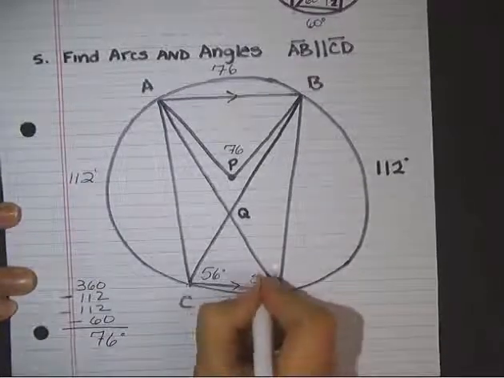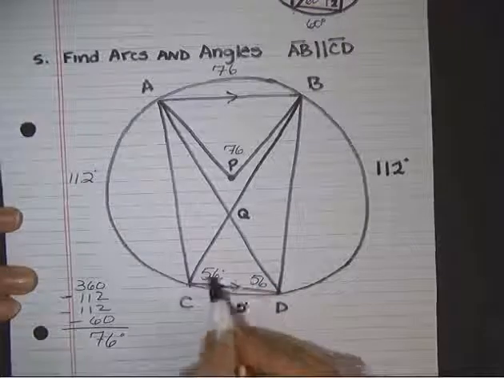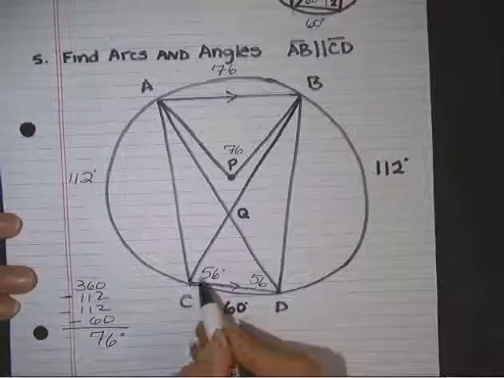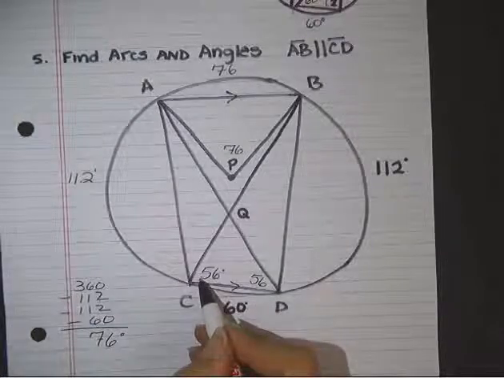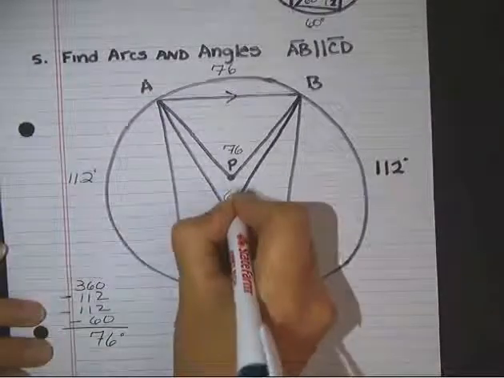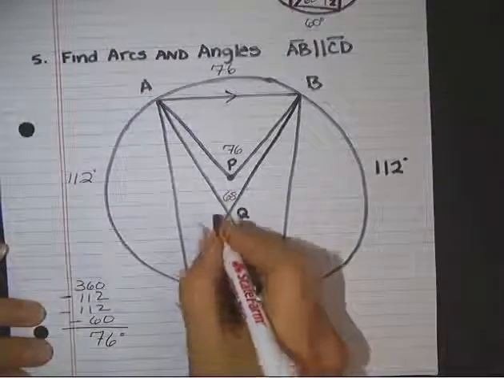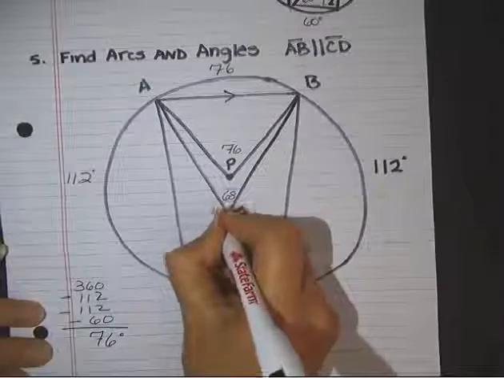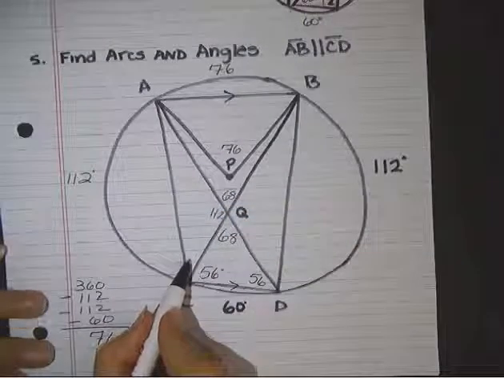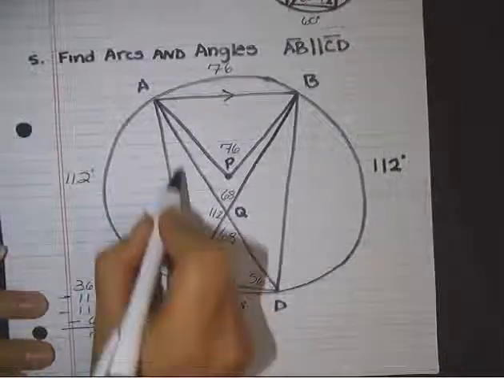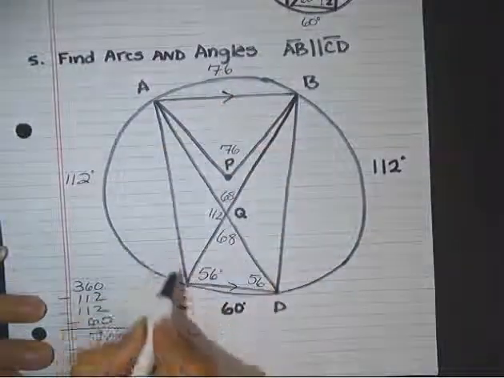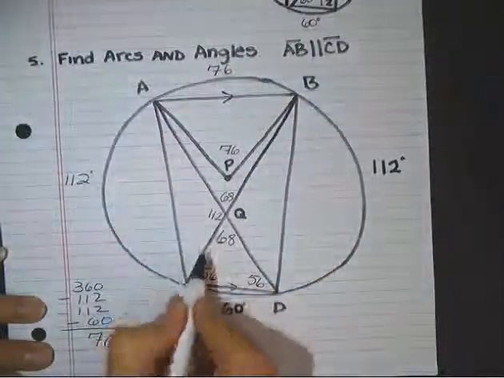Now I could find my angle here by using the triangle. 56 and 56 is 112. Subtract that from 180 gives me 68. So that would be 68. And the linear pair would be 112. What about this angle? What does it open up to? Inscribed angle opens up to the arc 76. Make sure you're looking at the arc that it opens up to, not the other angles. So half of 76 would be 38.